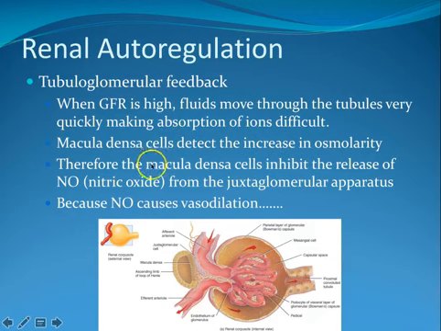So what ends up happening is those macula densa cells inhibit the release of nitric oxide from the juxtaglomerular apparatus. And the juxtaglomerular apparatus is these juxtaglomerular cells along with the macula densa. They work together to form a single functional unit. Okay, so basically those macula densa cells inhibit the release of nitric oxide, and nitric oxide causes vasodilation. So again, that vasodilation is the increase in blood vessel width.